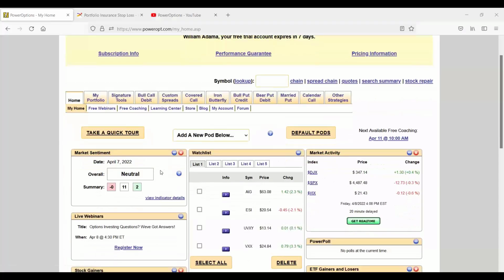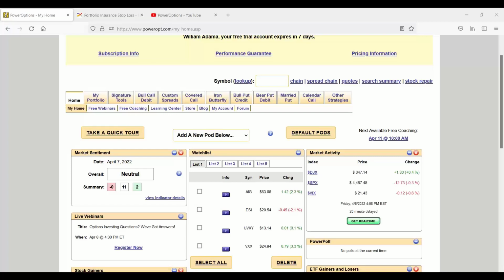We see that the market sentiment is still in neutral with the recent performance. This will probably update sometime around 4:45 to 5 p.m. Eastern Time for the April 8th. The market sentiment tool only updates at the end of day, once per day. So we might go ahead and take a look at that in a little bit and see what we have.